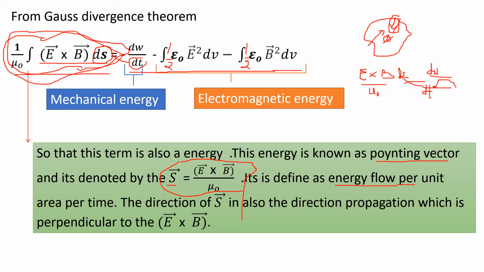Okay, this is telling us the flow of energy per unit area per unit time. And what is the direction of S? The direction of S is always perpendicular to the E cross B plane, along the direction of propagation, or we can say that it is always perpendicular to E and B.